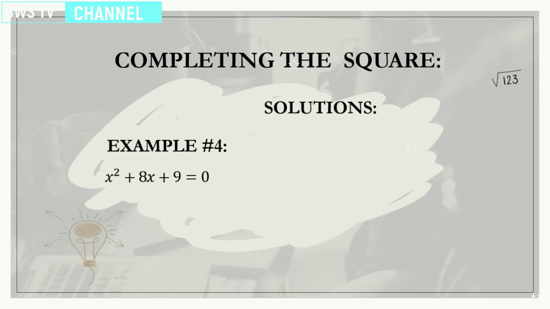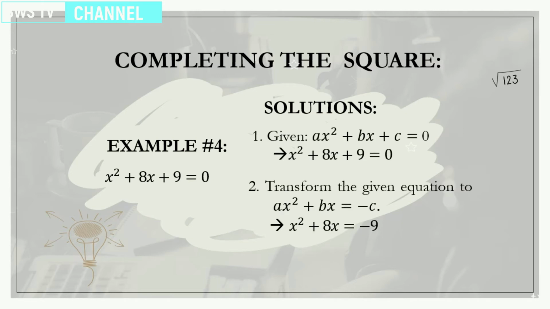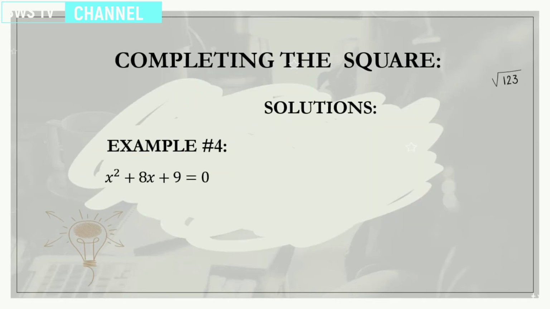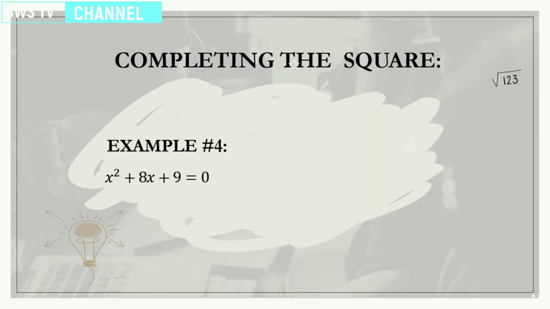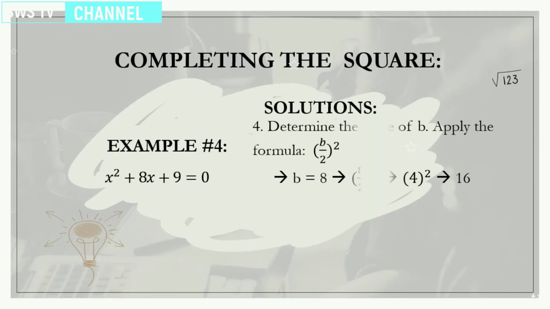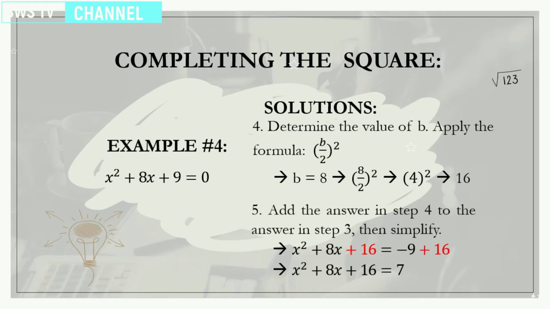x squared plus 8x plus 9 is equal to 0. Then we have the given. We have to transform the given equation. Same thing. We will skip this step since a is equal to 1. Then let's proceed to step 4. The value of b is 8. 8 divided by 2 is 4. 4 times 4 is 16. Then add 16 to the answer in step 3. So we have to simplify. Then x squared plus 8x plus 16 is equal to 7.